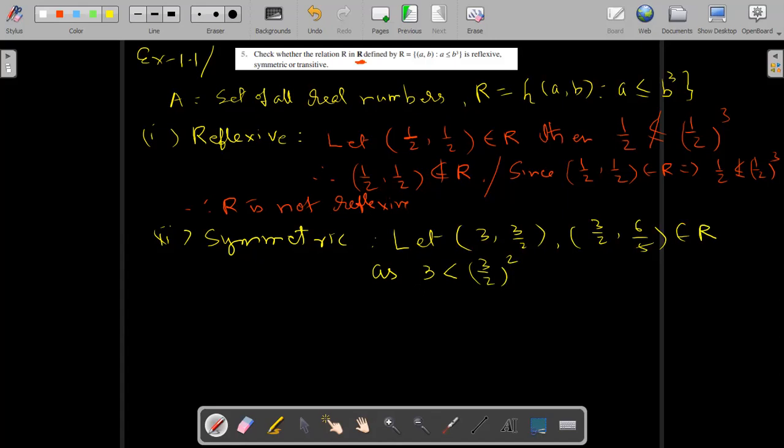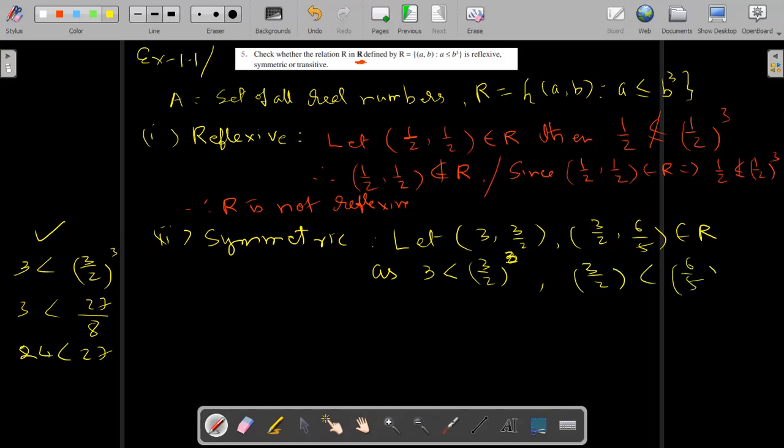The cube, sorry. This is cube. So 3 cubed is 27. How will you check whether it is applicable or not? You will write like this: 3 squared is 9, 3 cubed is 27, 2 cubed is 8, and 8 multiplied by 3 is 24. Left side is 24, right side is 27. That is followed. Similarly, 3/2 will be less than or equal to (6/5) cube. This also you can check.